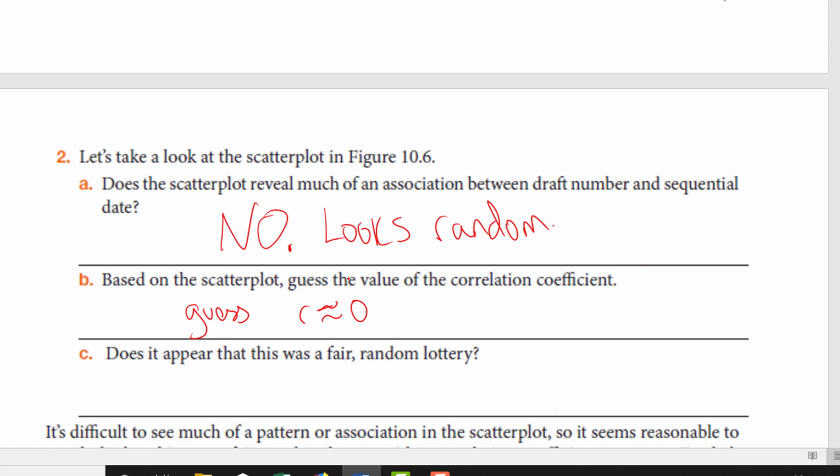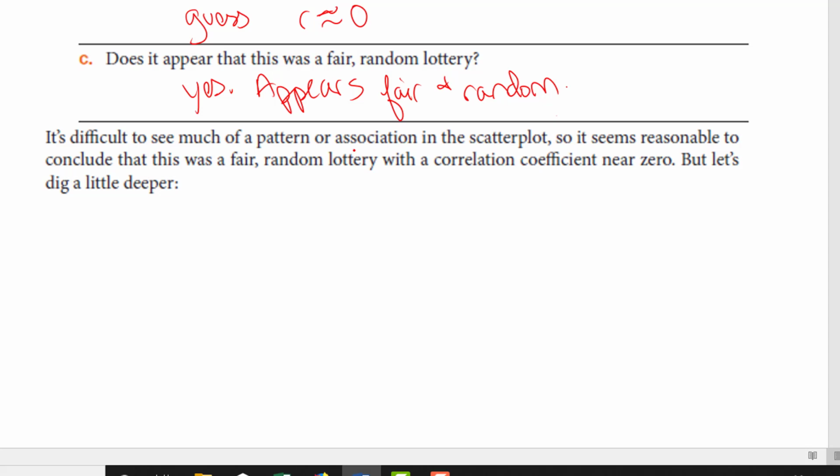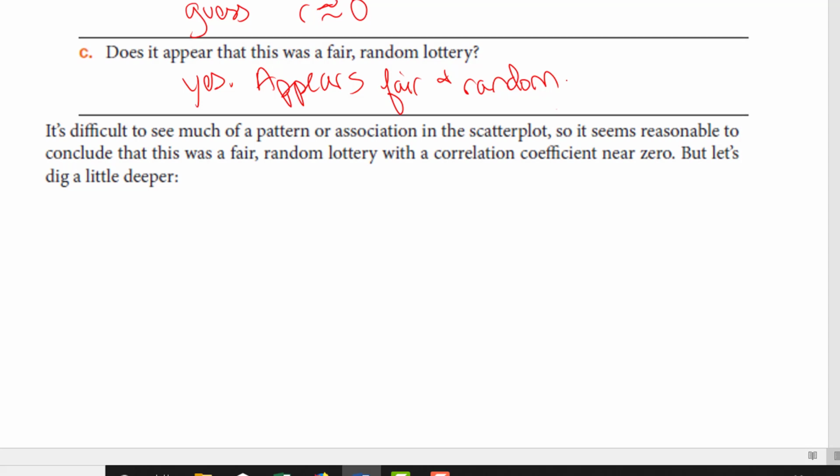So does it appear that this was a fair random lottery? Yes. Appears fair and random. It doesn't look like, for example, the people in January would be called up more likely, or the people in December would be called up more likely. So it's difficult to see much of a pattern or an association in this scatter plot, so it seems reasonable to conclude that this was a fair random lottery with a correlation coefficient near 0. But let's dig a little deeper.